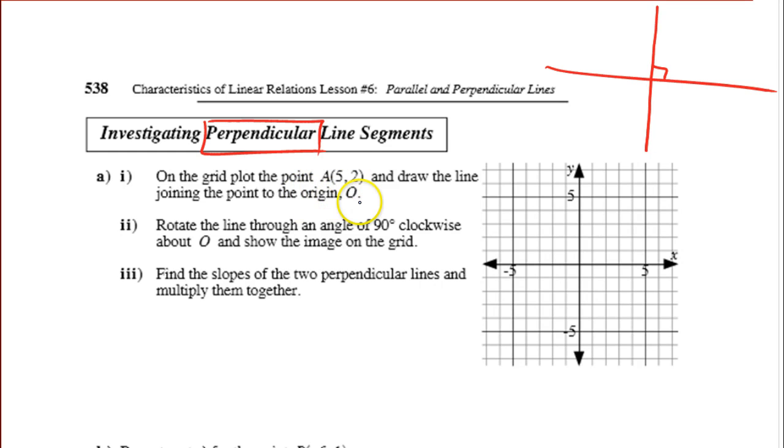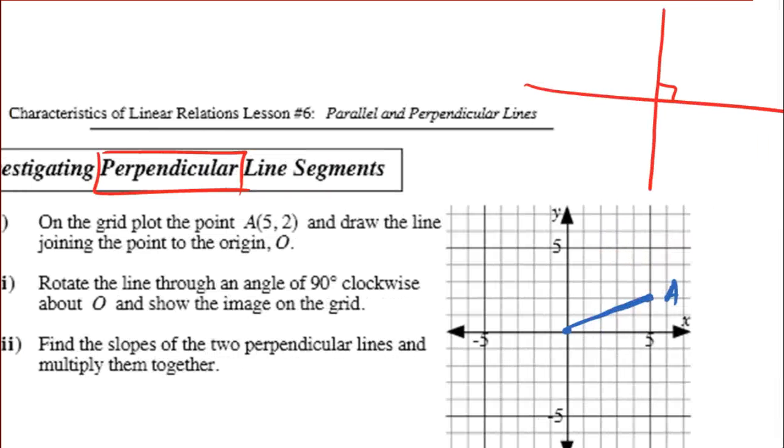On the grid, plot A at 5, 2. So 1, 2, 3, 4, 5, 2. There's A. And draw the line joining the point to the origin. Well, there's the origin here. So let me go ahead and connect those dots there. Just going to zoom in a little bit.